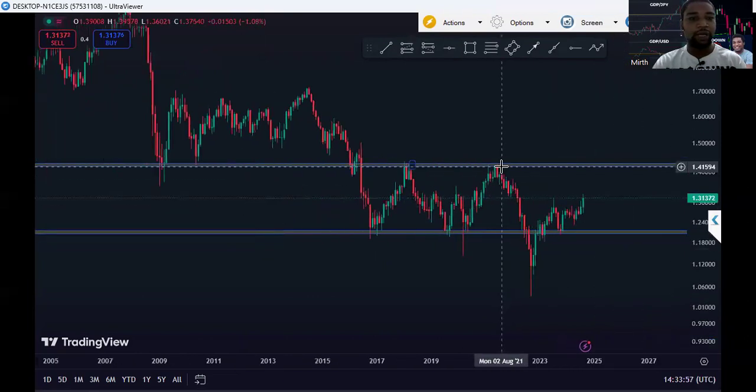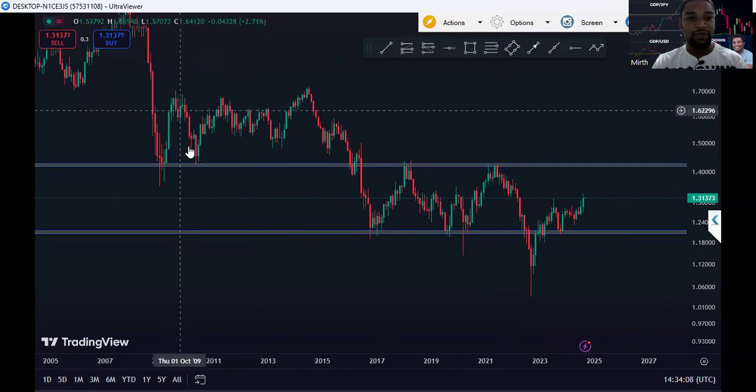As you all know, I mark out my key levels. My levels are the areas where the market has rejected significantly from. This is a key level. Why is this a key level? Because the market rejected significantly from here, came back, tested it again, rejected like this.